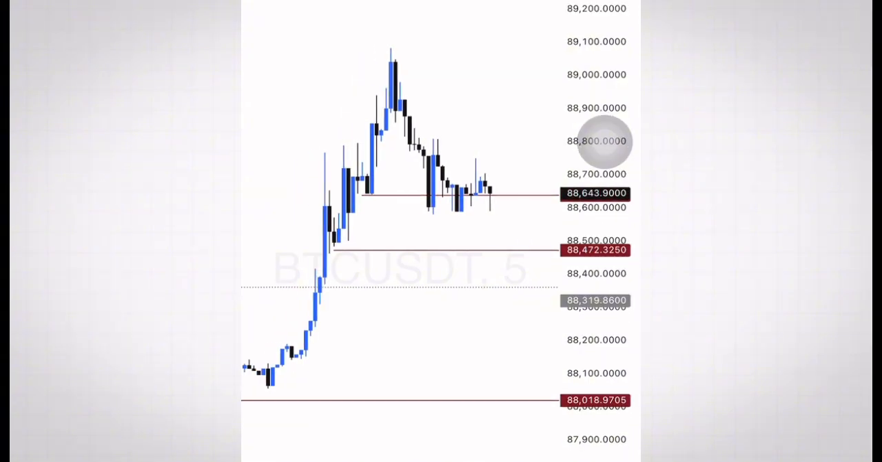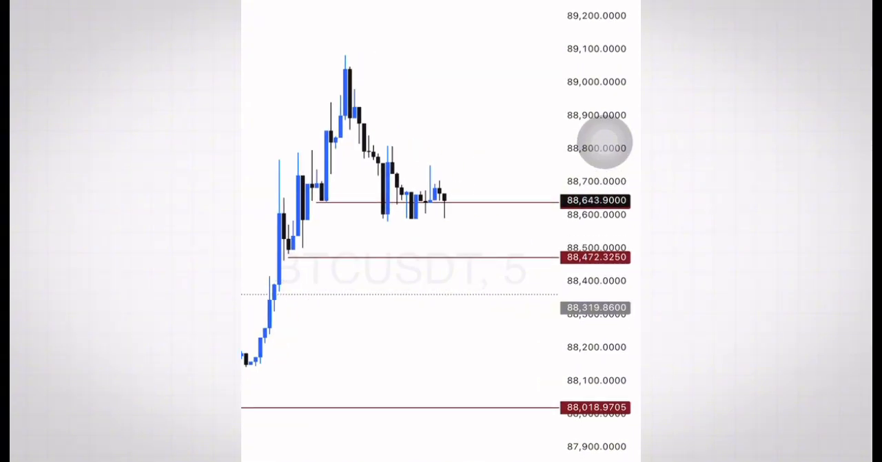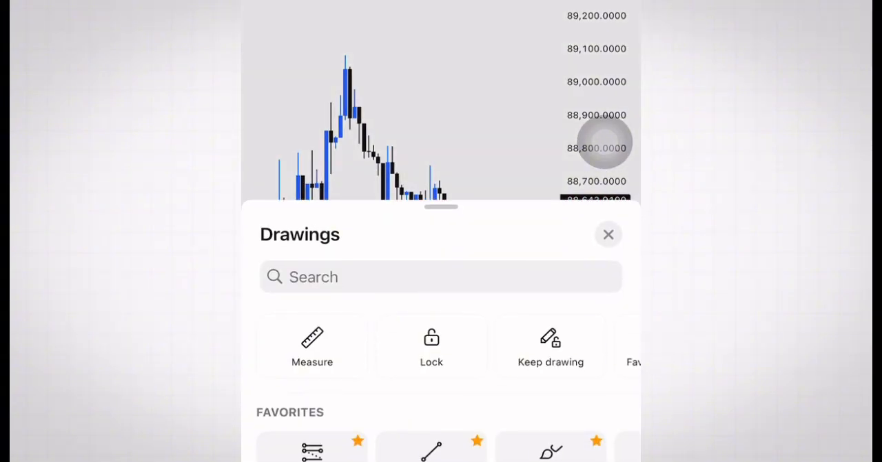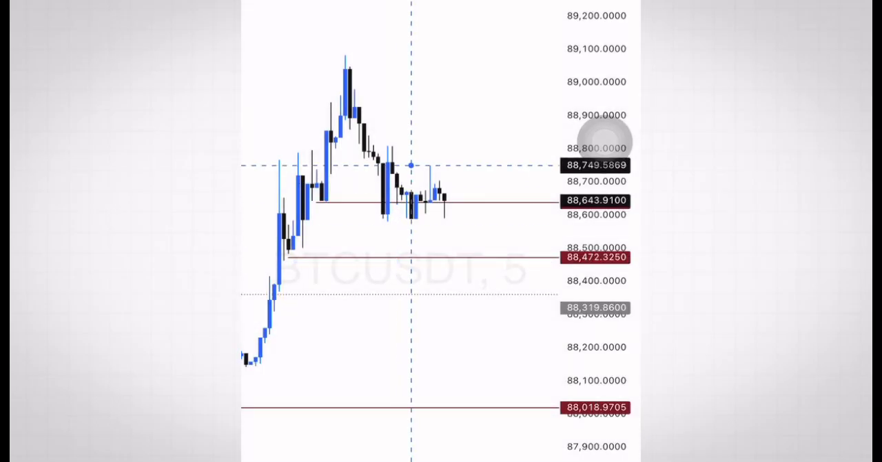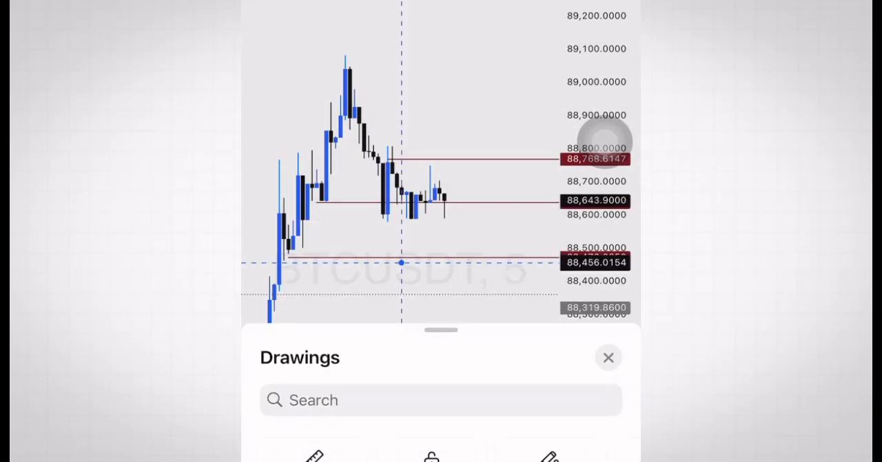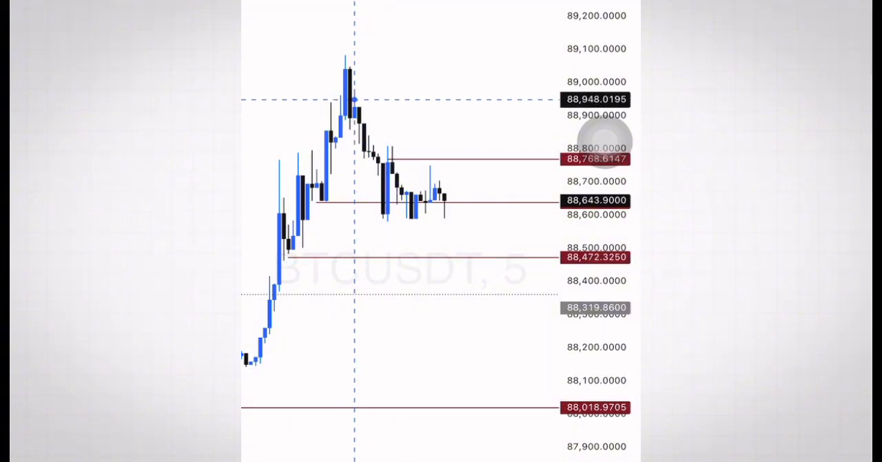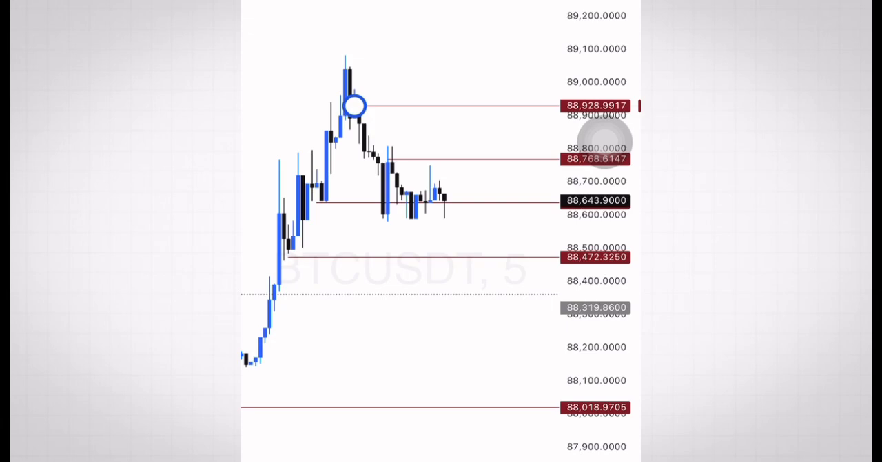So what am I expecting? You can clearly see that. I'm expecting it to come back to this point, either to this zone, or to this particular zone. Then you see a crazy sell. That makes sense.